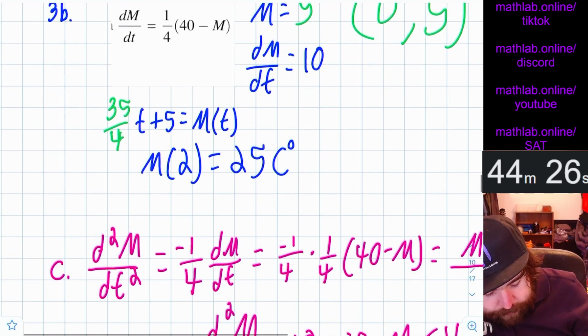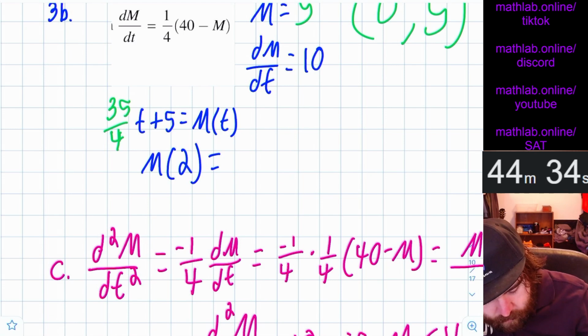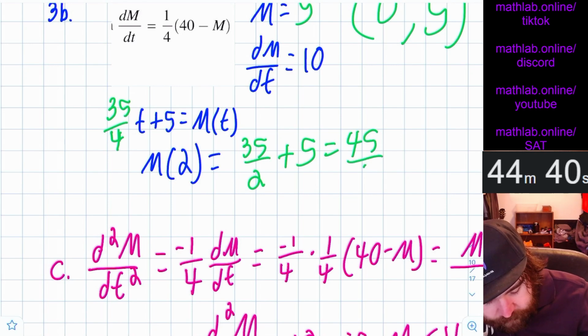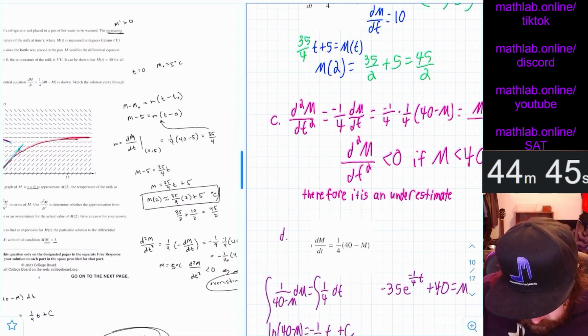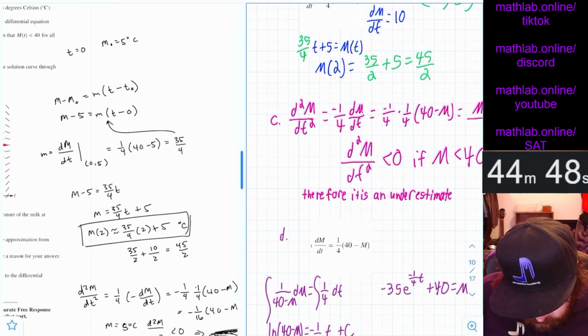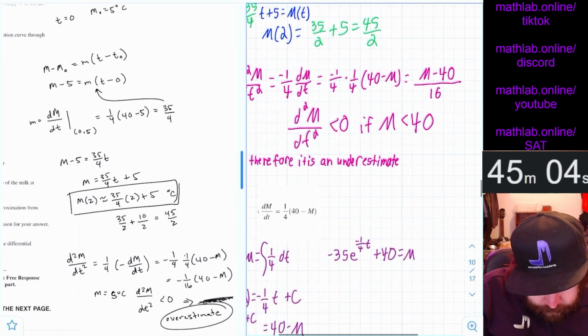And then, so when t is 2, it's 35 over 2 plus 2. Or plus 5. Which is 45 over 2. Is that what they got? Yeah, 45 over 2. Okay.